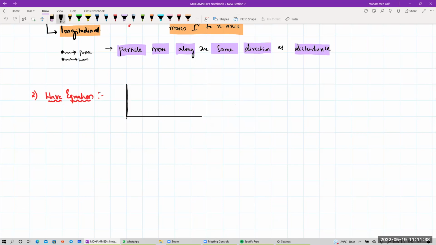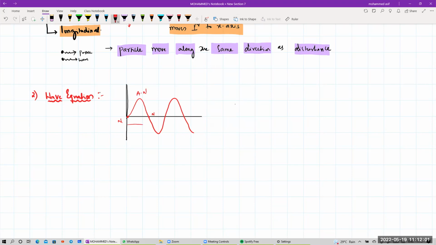Okay, and here there is one wave. If the particle starts the wave something like this, this is a wave. This one is known as a node. This one is also known as a node. And this one is your antinode.